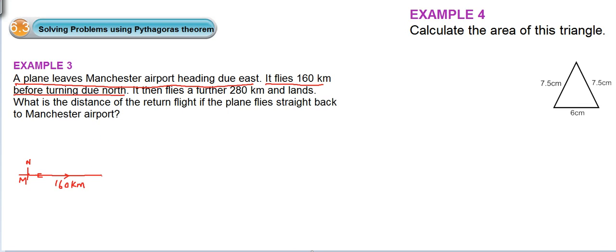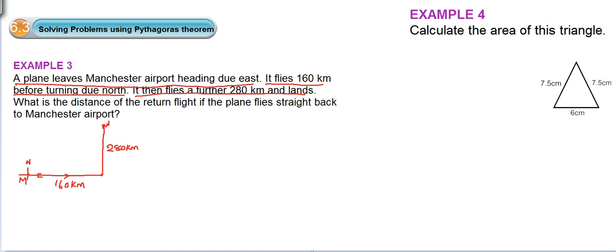Then it goes north. So let's say it stops here and then turns north. North is upwards. North it flies 280 kilometers and then lands. So it lands someplace here. So this is 280 kilometers. Okay, so we've worked out this bit as well.